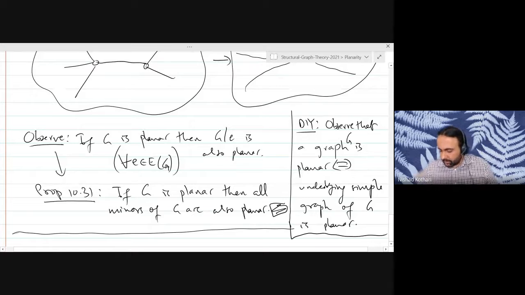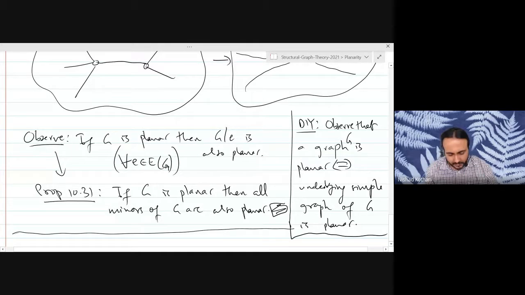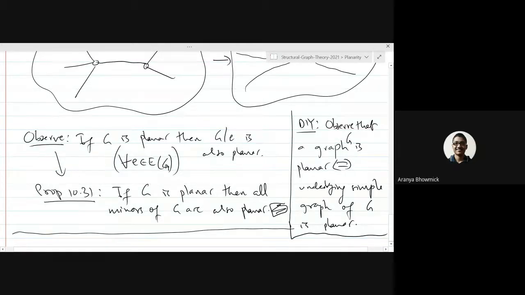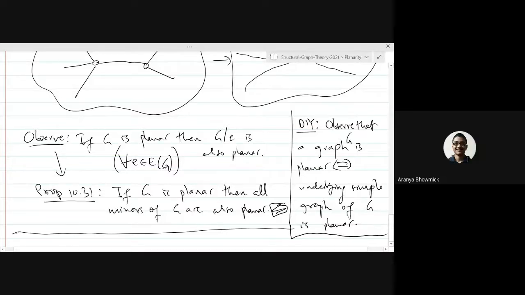Any other questions or concerns? Sir, proposition 10.31 follows directly from the observation, right? Yes, it follows directly from the observation, because a minor is obtained from G through a sequence of vertex deletions, edge deletions, and edge contractions. All those operations preserve planarity, and therefore all those minors have to be planar.